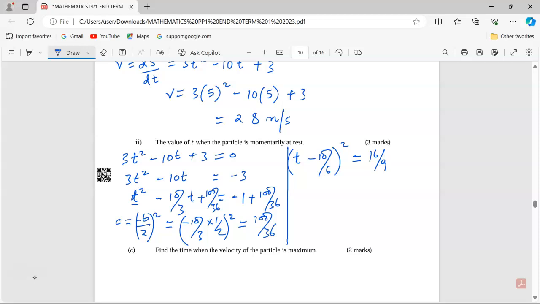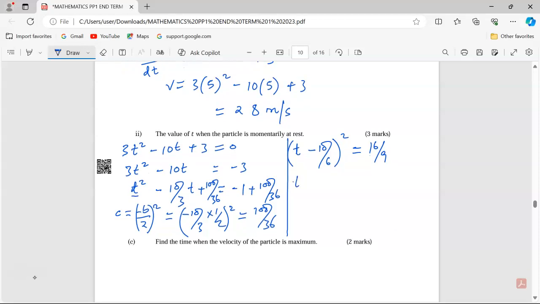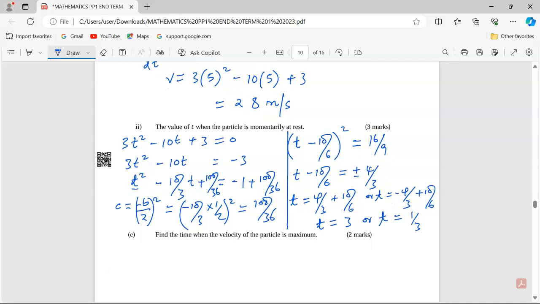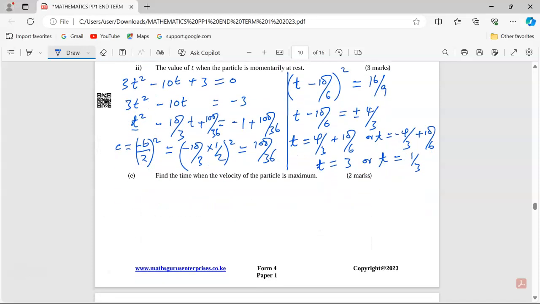So the next thing is to take the square root of both sides. t minus 10 over 6 will be equal to plus or minus 4 over 3. And the value of t will be given by 4 over 3 plus 10 over 6, or t equals negative 4 over 3 plus 10 over 6. Then the first value of t is going to be exactly 3, or the second value of t will be a third, seconds.